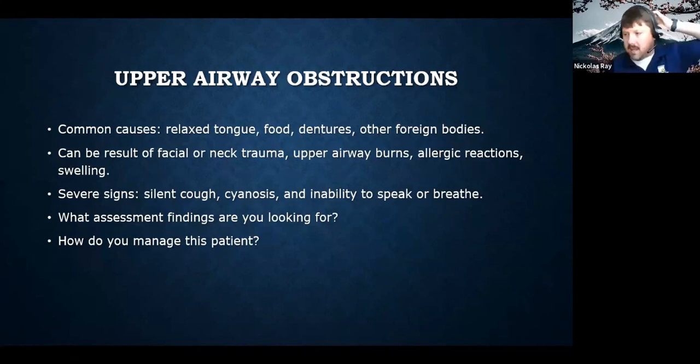Now, the important key here with your upper airway obstructions certainly is going to be identifying what is causing this obstruction, because the treatment for that patient, or the management, I like that term better, the management for that patient that is choking on a piece of steak versus the management for somebody that has an upper airway obstruction due to inhalation injury is much different, right? And so we need to be looking for those signs. We need to be looking for that history. We need to be trying to figure out what exactly is happening here.